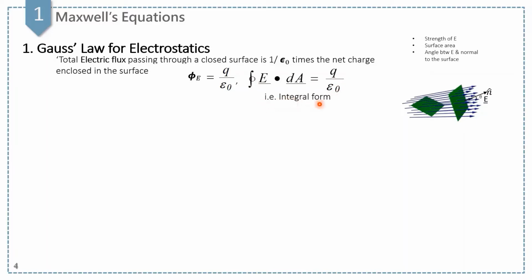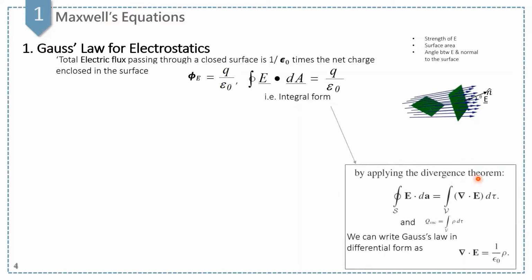This is the integral form of Gauss's law. But we can easily convert it into a differential form by applying the divergence theorem. And here is the differential form. Divergence of E is equal to rho over epsilon naught.